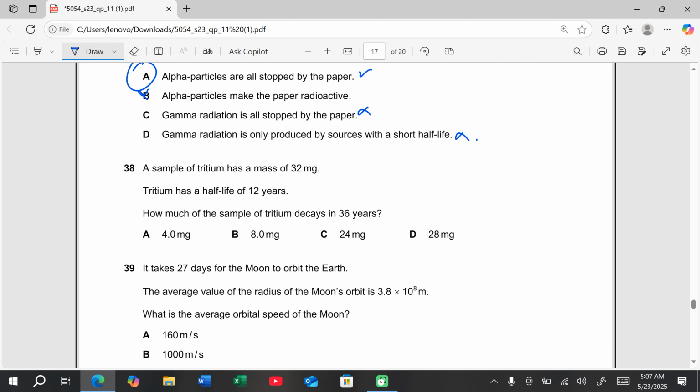A sample of tritium has a mass of 32 milligram. Tritium has a half-life of 12 years. How much of the sample of tritium decays in 36 years? So that's easy. In 12 years it is going to go to 16. In the next 12 years it is going to go to 8. In the next 12 years it is going to go to 4. So that's 36.